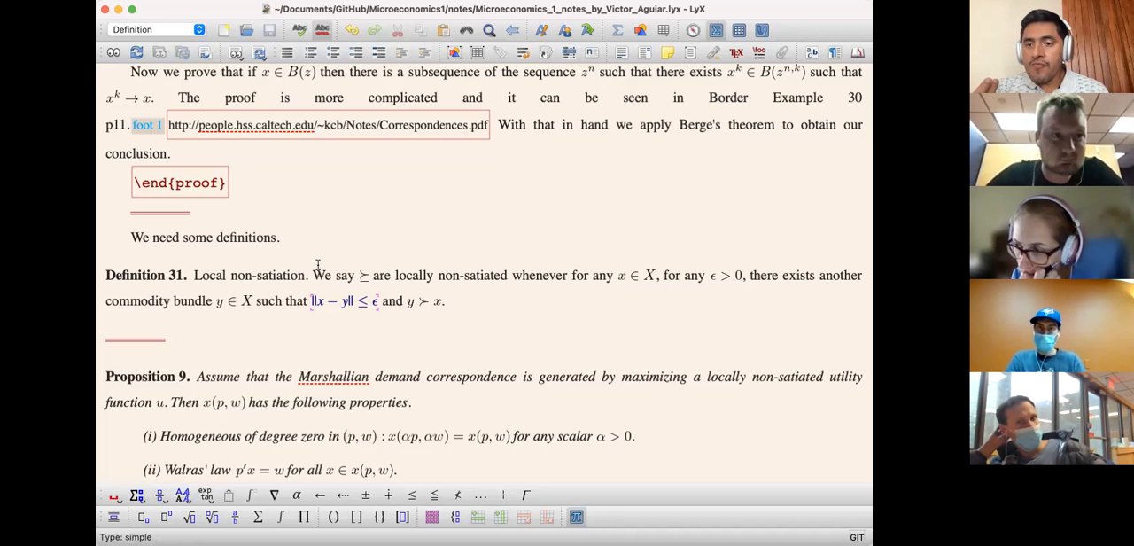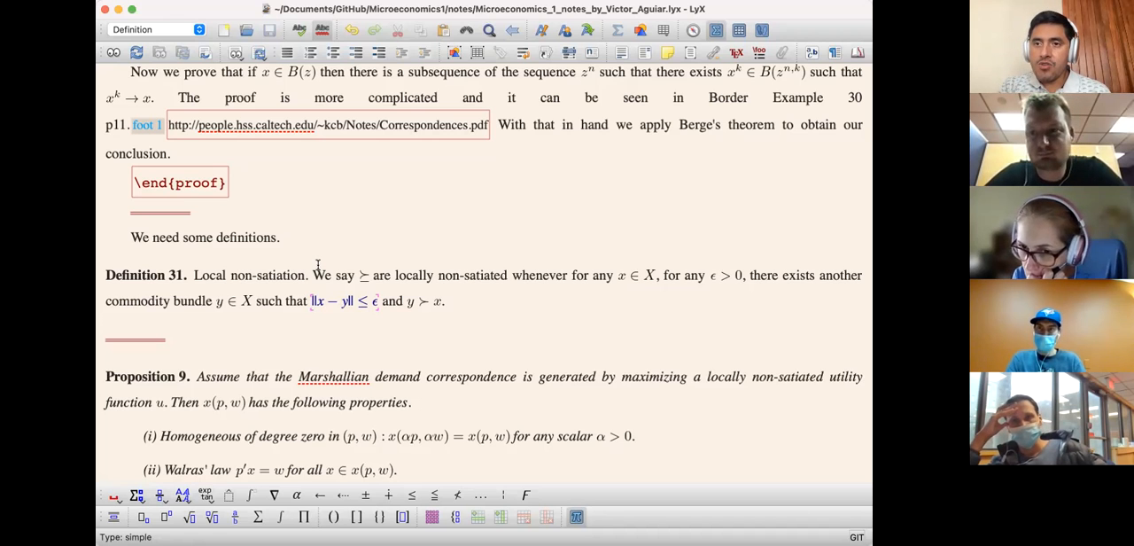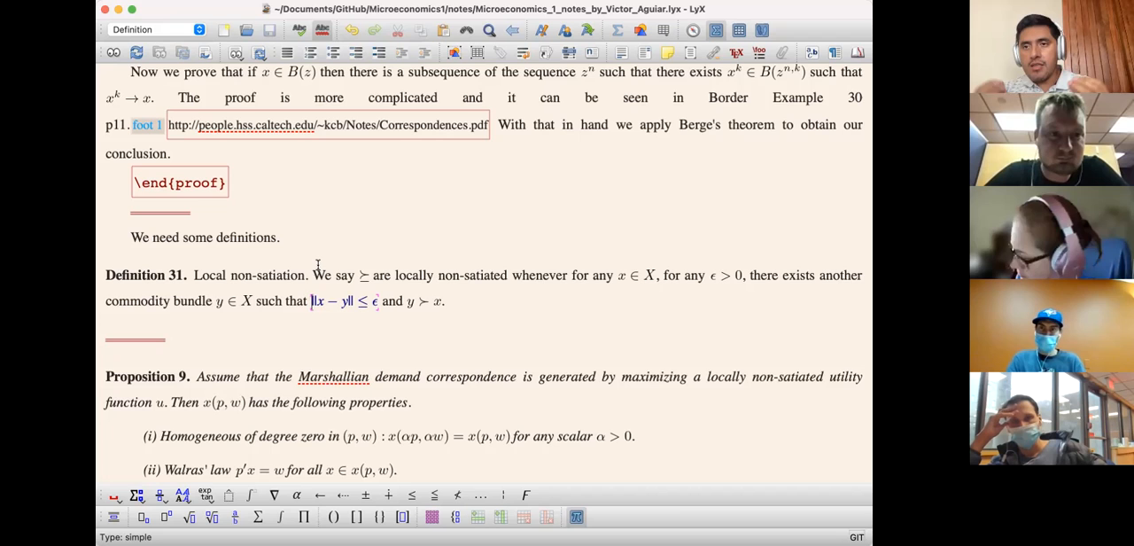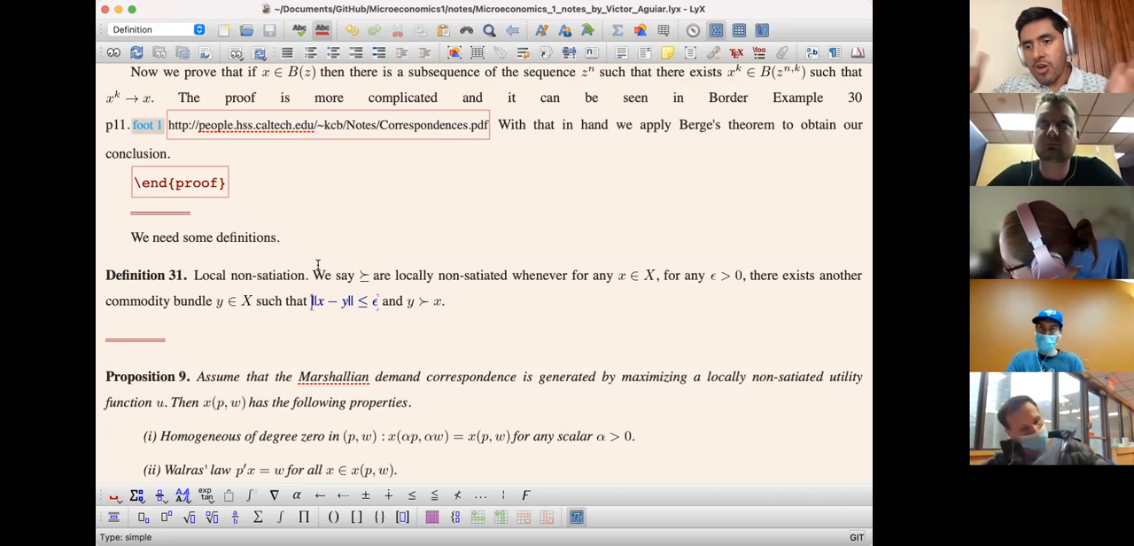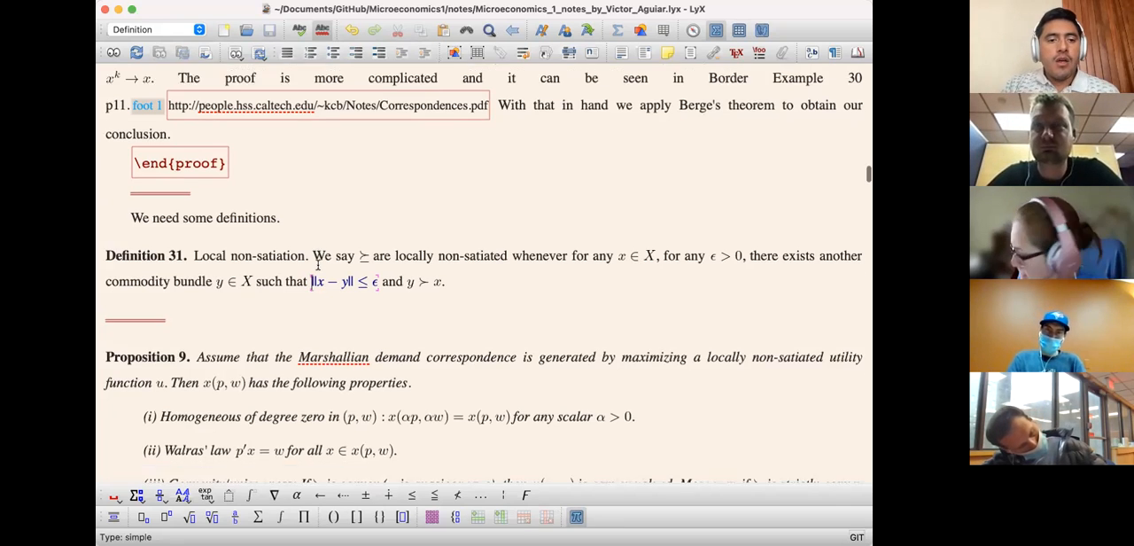So local non-satiation is essentially ruling out the triviality of utility maximization. It eliminates indifference curves that cover everything, the thick indifference curves. So you need local non-satiation, because otherwise rationality is trivial. We're going to make this even clearer later, but right now keep in mind that local non-satiation is important empirically, because you're ruling out making everything indifferent to everything.